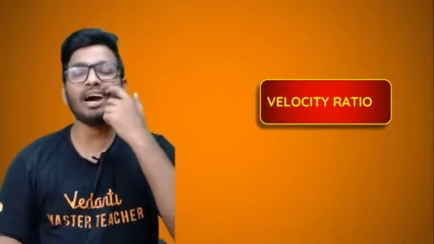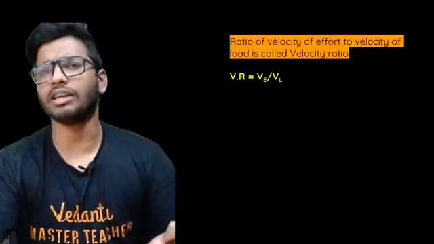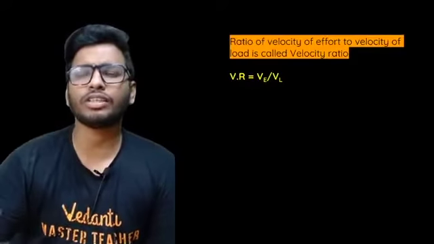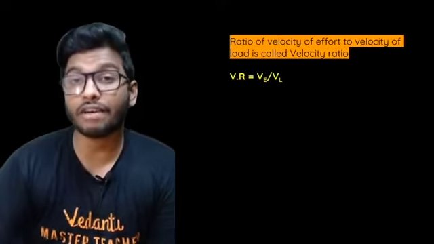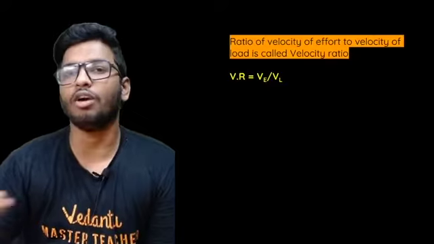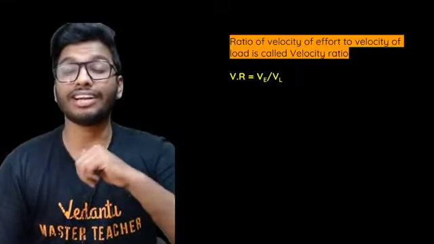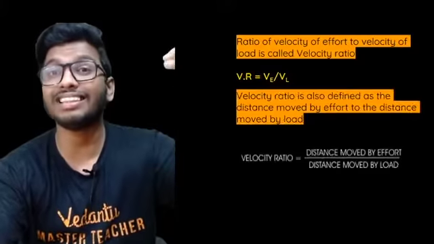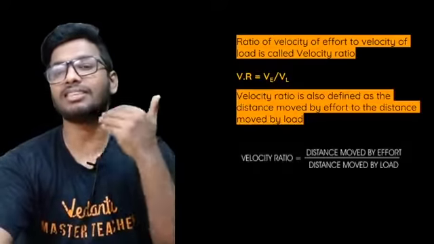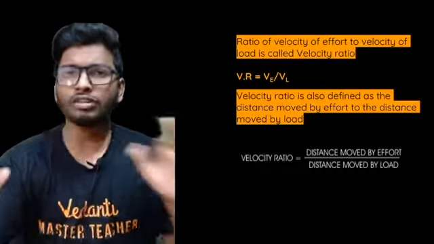Simple as that. Now to talk about the second one, guys, that is the velocity ratio. What is this velocity ratio? In simple words, it is the ratio of the velocity of the effort to the velocity of the load. Or you can also write it in terms of distance, as the distance moved by the effort divided by the distance moved by the load. Both of these are correct.